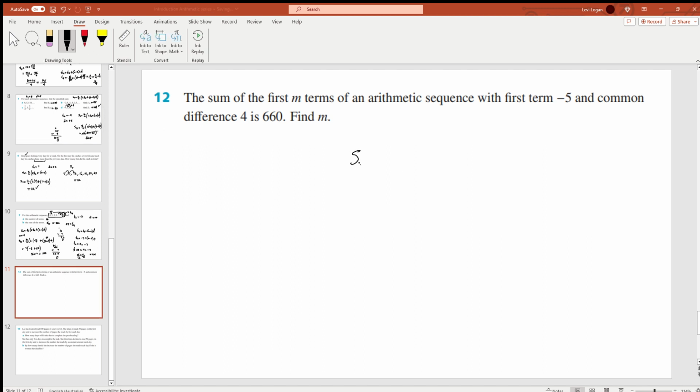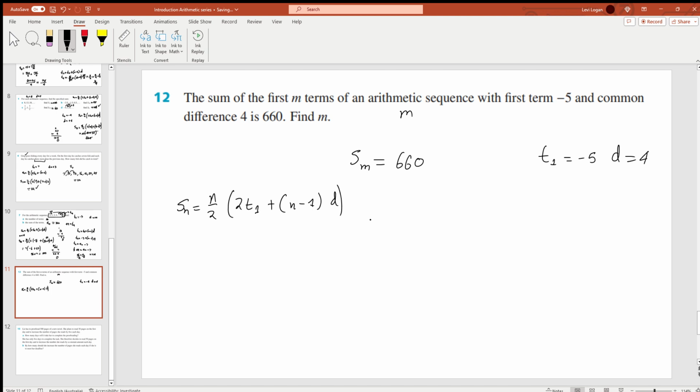So S of m. So all they did is, instead of using this formula here, wherever there was an n, they just said m to be a bit cheeky. So S of m is 600, and we're asked to find m, so the term that is. So we got the first term, and you got that difference, which is 4. So that's that sum.